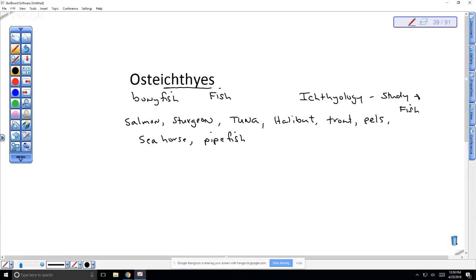So we have different groups of Osteichthyes. And so when we're talking about bony fish, most of the time we're talking about ray finned fish. And what this means is they don't have real bones like we have out in their fins, right? So they have no bones in their fins. Now this is different from what we call the lobe fin fish.